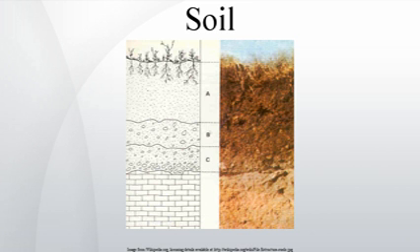Density. Density is the weight per unit volume of an object. Particle density is equal to the mass of solid particles divided by the volume of solid particles. It is the density of only the mineral particles that make up a soil. That is, it excludes pore space and organic material.